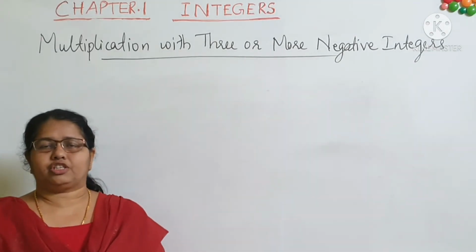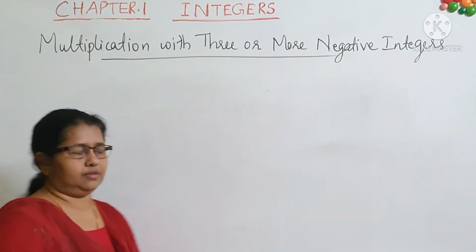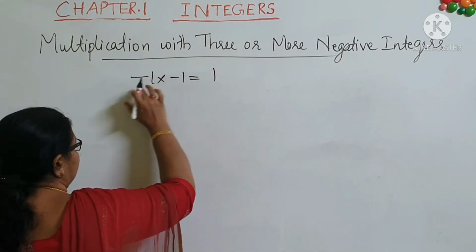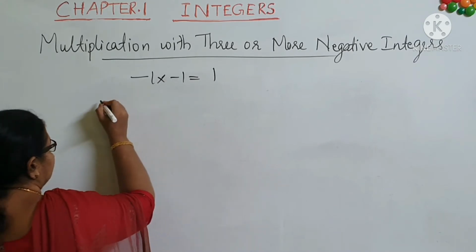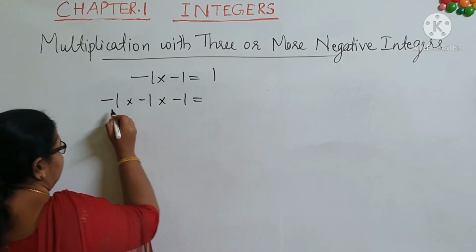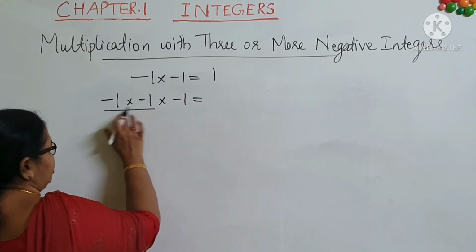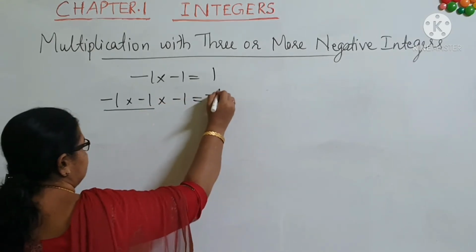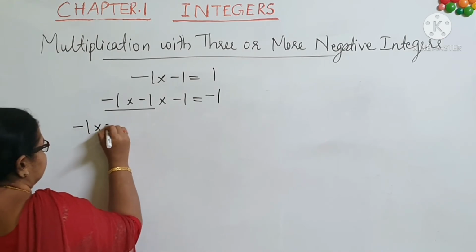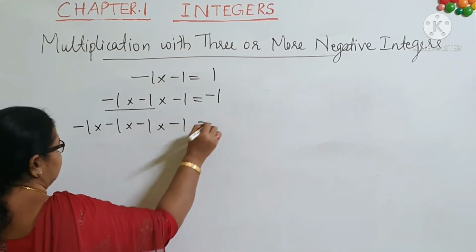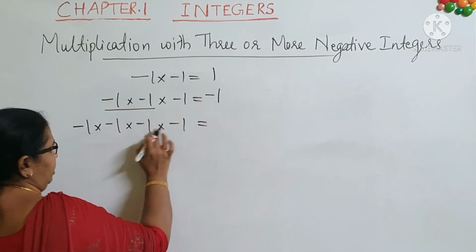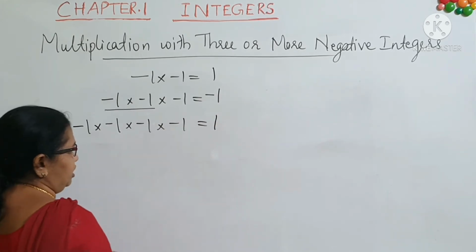Next, multiplication with 3 or more negative integers. You know, negative 1 into negative 1 is equal to positive 1. Negative into negative is positive. Then 3 negative integers. Negative 1 into negative 1 into negative 1. Negative 1 into negative 1 is positive 1. Positive 1 into negative 1 is negative 1. Then 4 integers. Negative 1 into negative 1 into negative 1 is negative 1. Then negative 1 into negative 1 is positive 1.